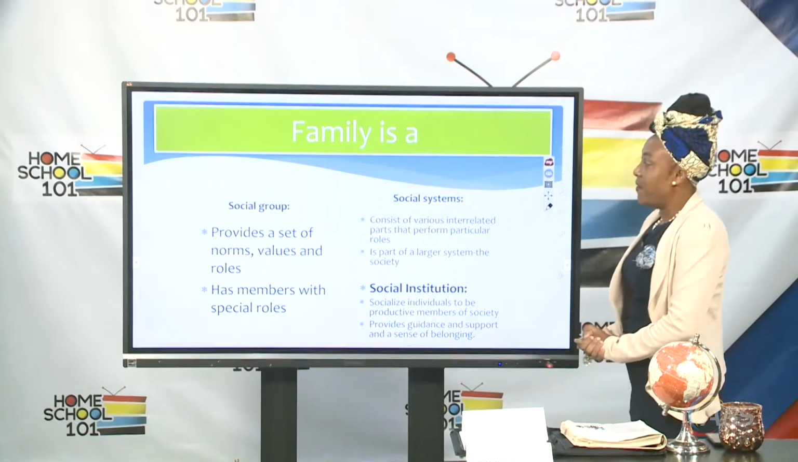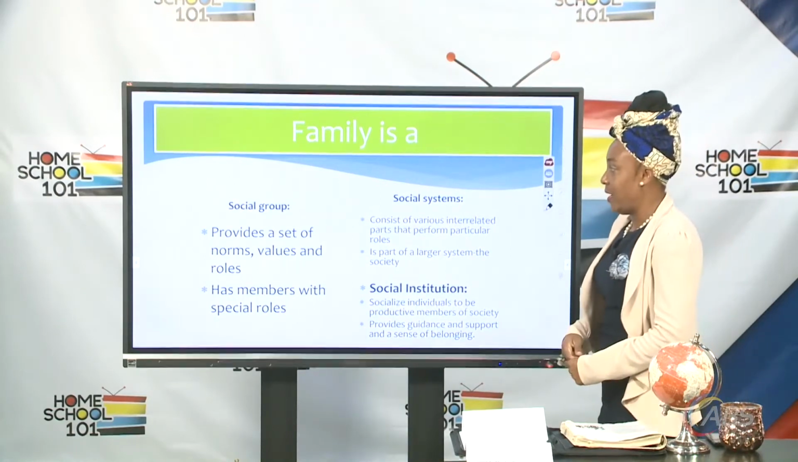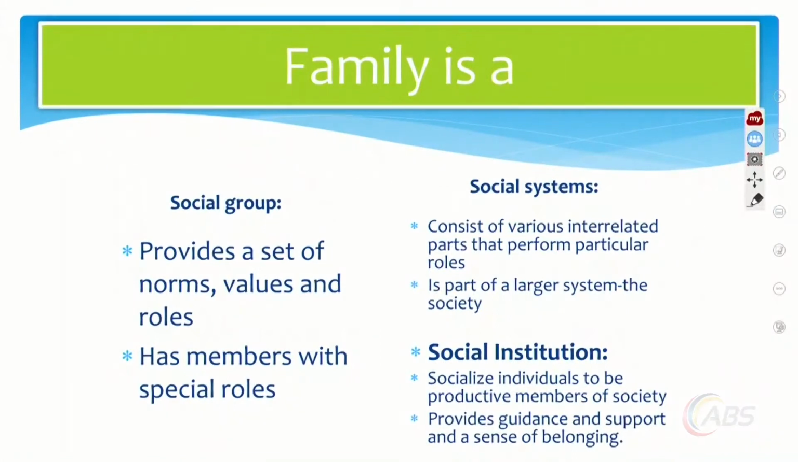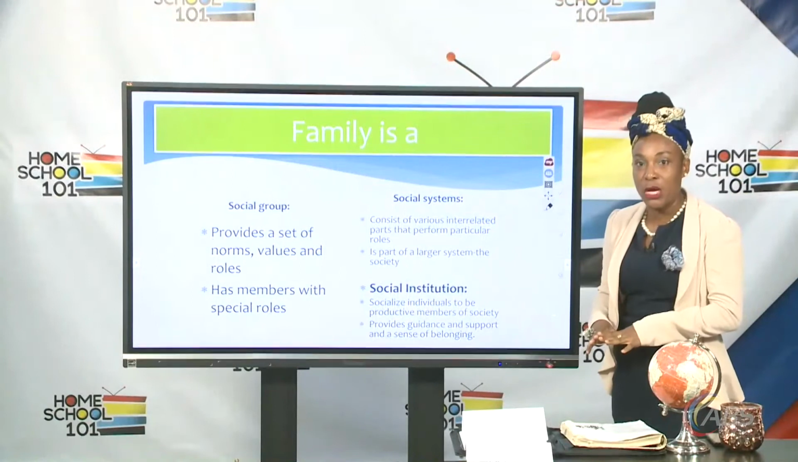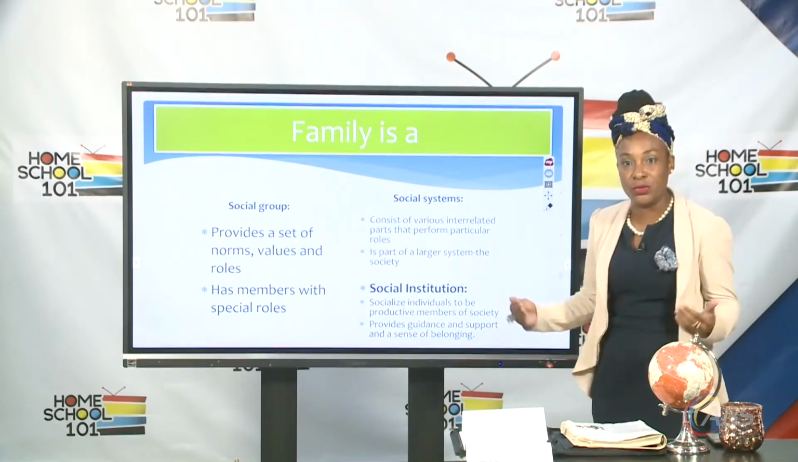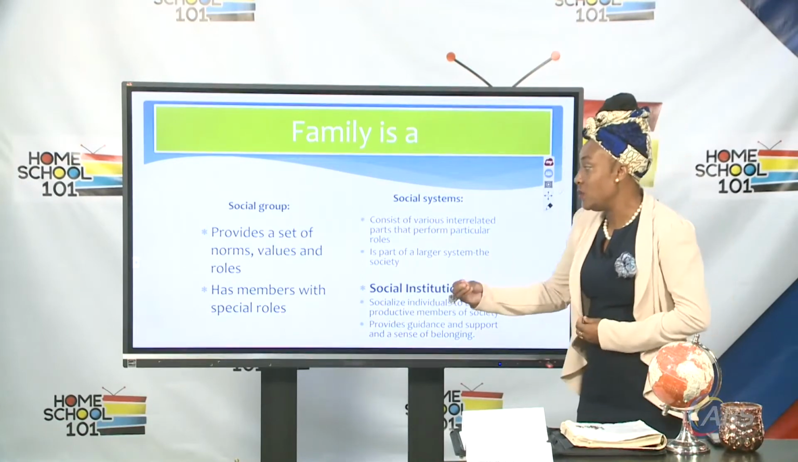A family is also classified as a social group. To be classified as a social group, it provides a set of norms. Norms are things that we are accustomed to doing in specific family settings. So for instance, in your family, you know what your family is accustomed to do. The values and the roles.